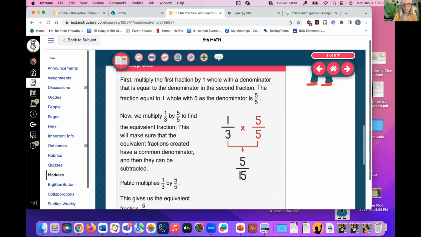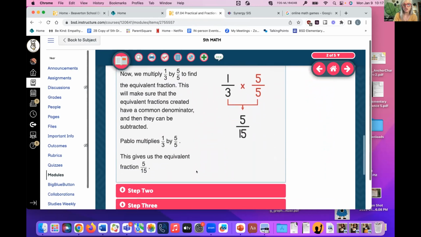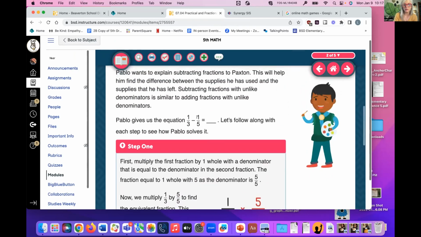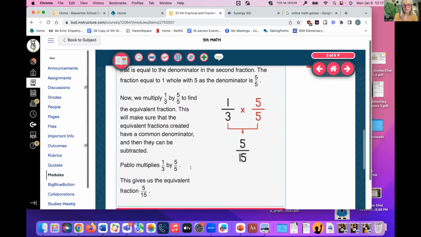Now ask yourself, what did I have to times 3 by to get to 15? Well, I had to go 3 times 5. So I'm going to have to go 1 times 5. And this number, 1/3, becomes 5/15. Now I'm going to have to change the other number, the 1/5, into 15ths, right?